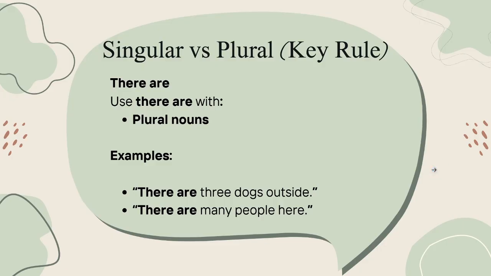Now let's see what's going on when we are using there are. We use there are with plural nouns, and we have some examples. There are three dogs outside. There are many people outside. So you can notice that we have plural nouns in the examples.